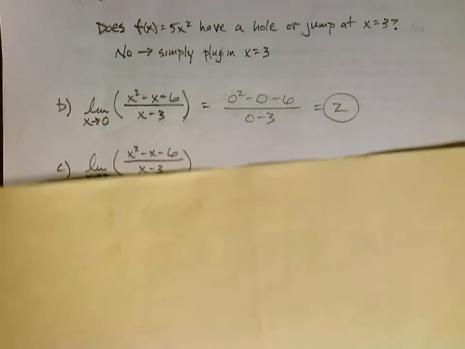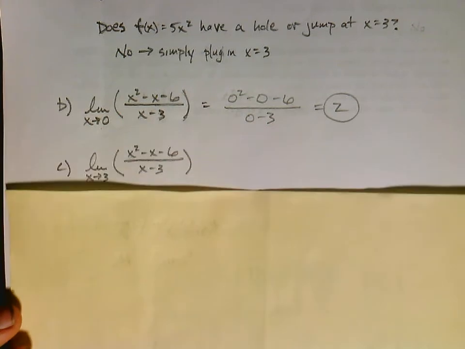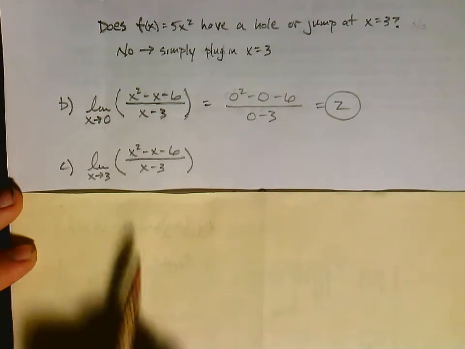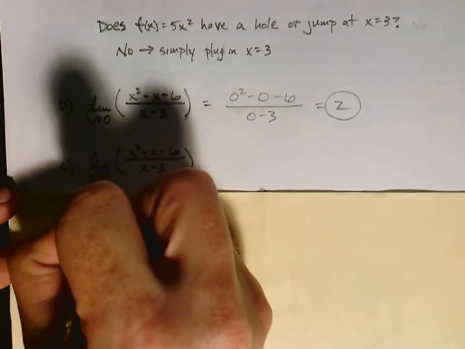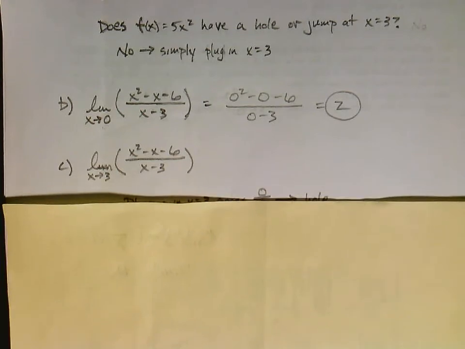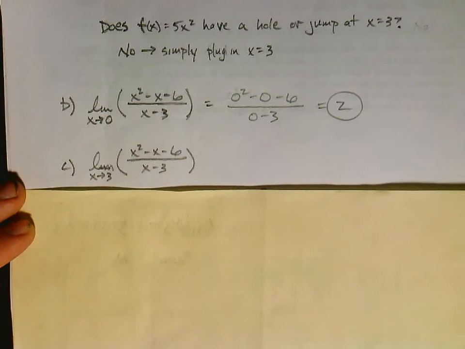Okay, let's do one more before we take a break in videos. Part C, and okay, so I hinted that this was coming. Let's do that same function, x squared minus x minus 6 over x minus 3, and now we're going to do the limit as x approaches 3. Oh man. Okay, this will be good.